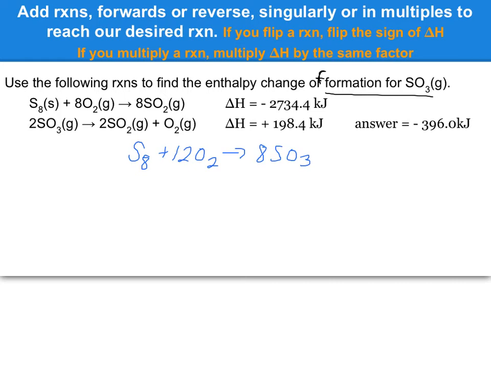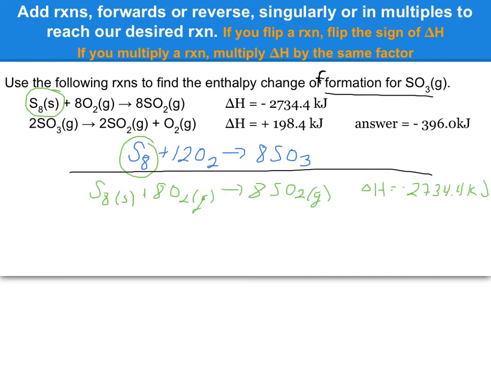So first, I'm going to choose something in my blue reaction that I see above. I'm going to choose S8, and the reason I'm going to choose S8 is because it only appears in one of the reactions above. Oxygen appears in both, so it's a bit more difficult to start with oxygen. So here I have my reaction, which includes S8, but the problem that I have now is that on the right-hand side in the product, I have SO2, and I don't want to have SO2.